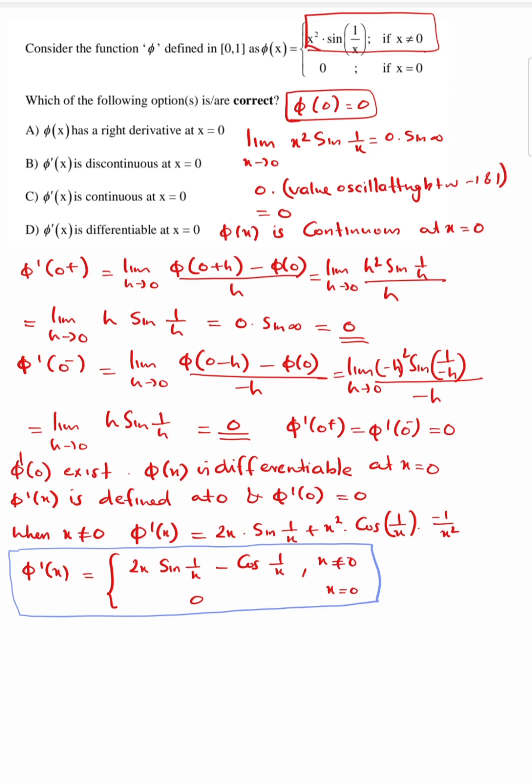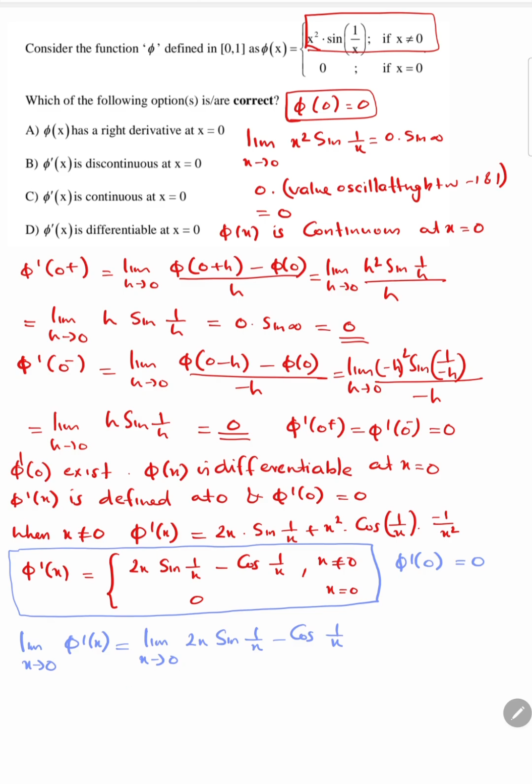Now we will check whether option B is correct. They are telling phi dash x is discontinuous at x equal to 0. So what is phi dash 0? Phi dash 0 is 0. That we got very easily, which is the derivative of phi of x at 0. Now what we need is whether it is continuous. For that I should find the limit. So limit x tends to 0, phi dash x, I need to find. I am not finding LHL and RHL, directly I am going for the limit at 0. We will see what we are getting.